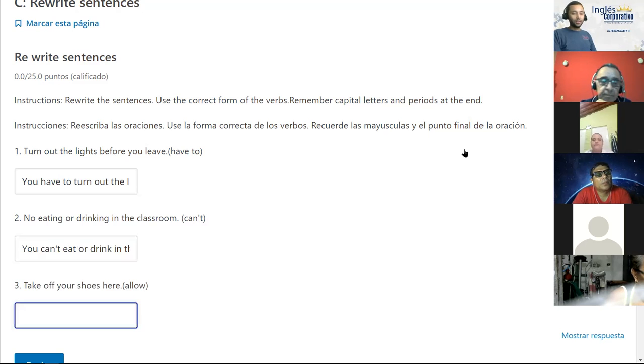And the last one. Take off your shoes here. Allow. Sí, esto está un poquito más complicada. Y de hecho, esto es the passive voice, que es lo primero que vimos en la primera unidad. Es un poco confuso el mensaje que se da en este caso. Porque cuando le dicen a usted, take off your shoes, suena como un command, como una orden. Pero luego dice allow. Entonces es como que me está dando la orden o me permite quitarme los zapatos. Creo que ahí está la confusión.